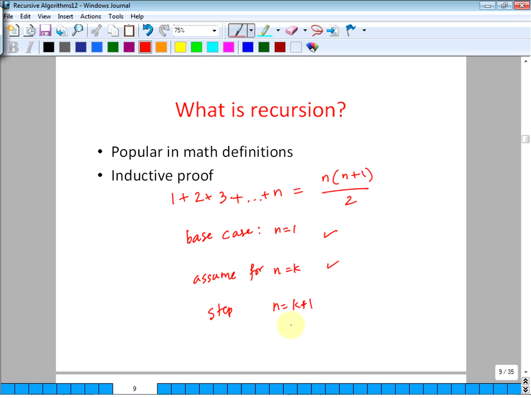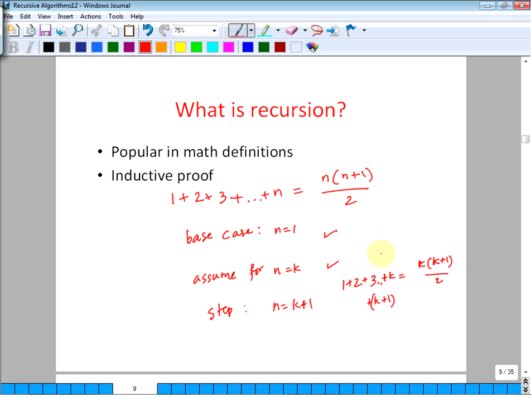You want me to work on it? Okay, let's see, I'm just going to try it. I don't have much space here. 1 plus 2 plus 3 plus all the way to k equals k into k plus 1 by 2. So now when you do n equal to k plus 1, on this side you are adding k plus 1, and the other side also you'll be adding k plus 1.